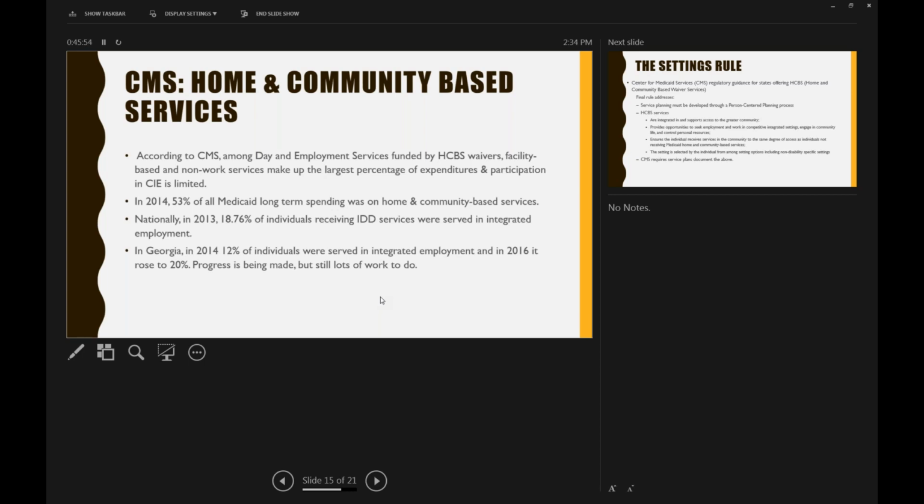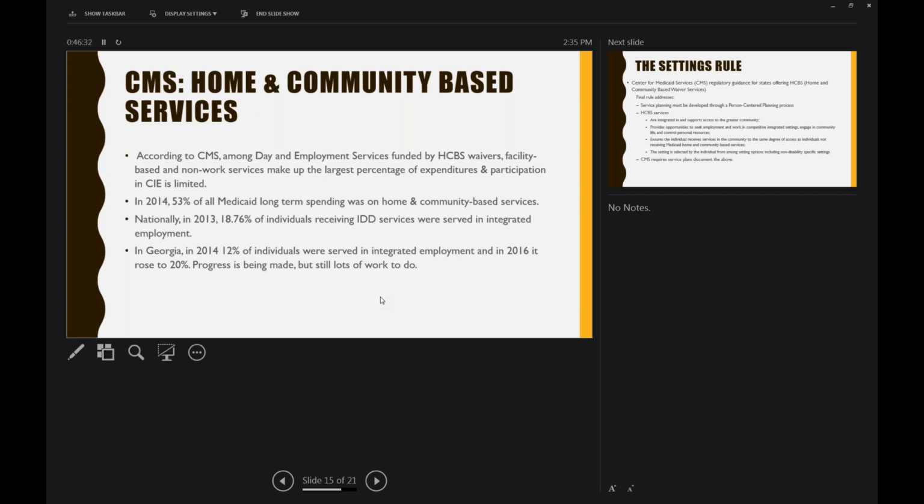So according to CMS, among day and employment services, so this is Medicaid funded services, facility-based and non-work services make up the largest percentage of expenditures, and participation in community integrated employment is limited. In 2014, 53% of all Medicaid long-term spending was on home and community-based services. Nationally, in 2013, less than 19% of individuals receiving DD services were served in an integrated employment.